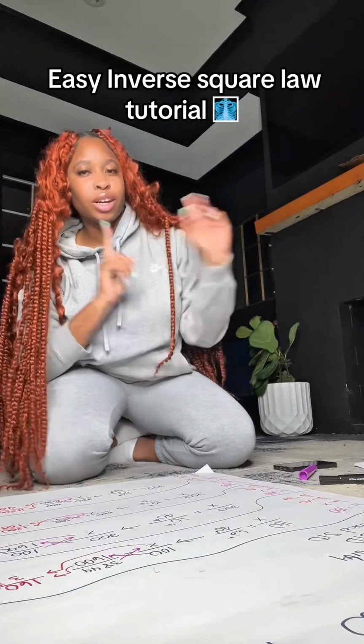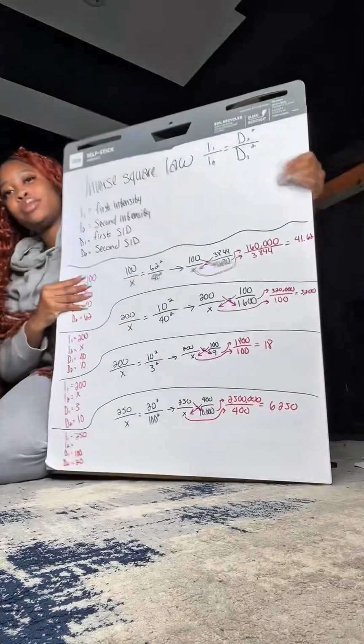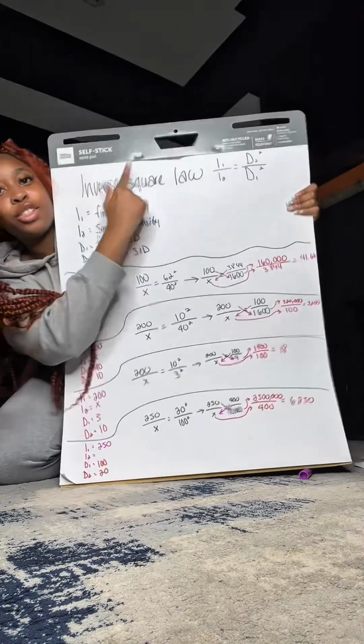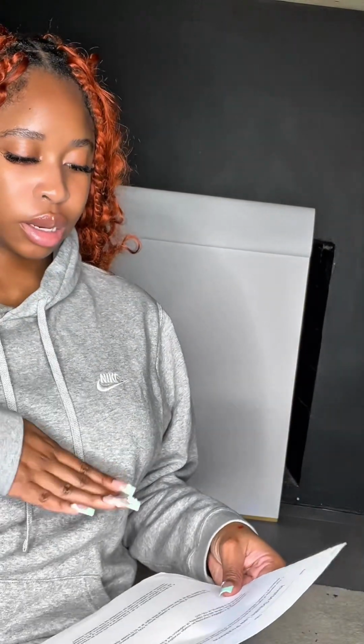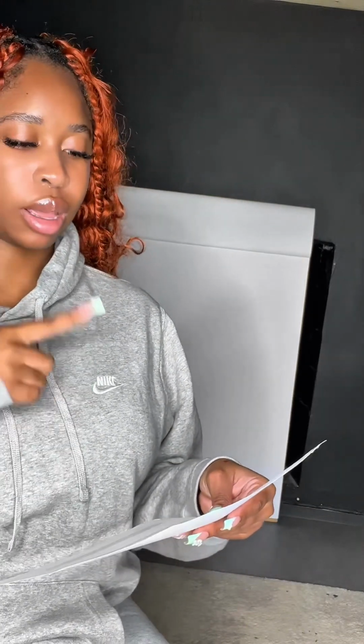Let's do a radiology math question. We're going to be doing inverse square law. So the question reads, the intensity of light from a lamp fixture is 900 millilumens per second at a distance of 5 meters. What is the intensity of this light at 15 meters?